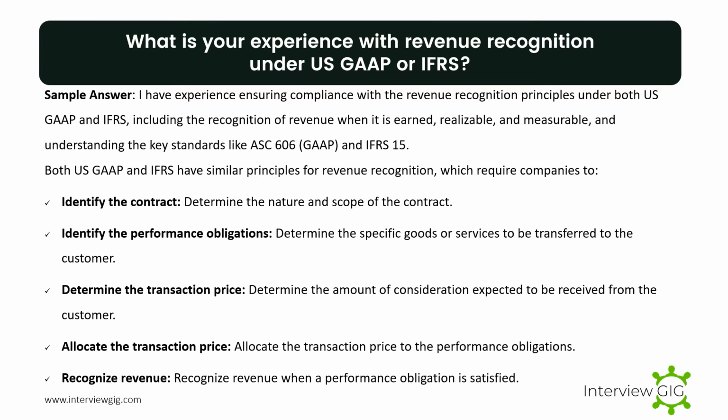determine the nature and scope of the contract, identify the performance obligations, determine the specific goods or services to be transferred to the customer, determine the transaction price, determine the amount of consideration expected to be received from the customer, allocate the transaction price to the performance obligations, and recognize revenue when a performance obligation is satisfied.